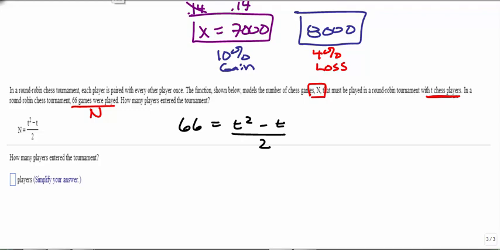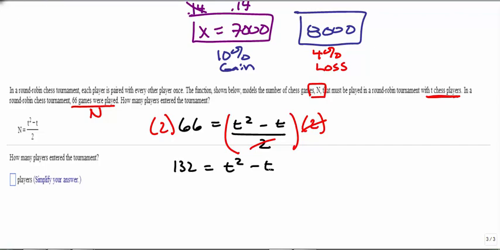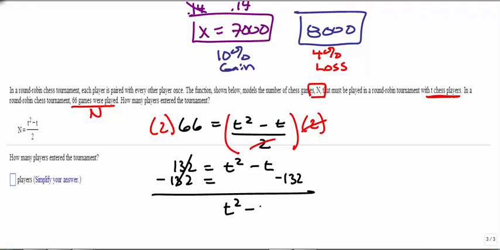Well, it's not quite in standard form yet. I'd clear the fraction by multiplying through by 2. And of course, on the right-hand side, those 2's cancel. On the left-hand side, I have 66 times 2, which is 132, equals t squared minus t. I'd subtract the 132 from both sides because I need to get this set equal to 0. And I have t squared minus t minus 132 equals 0.